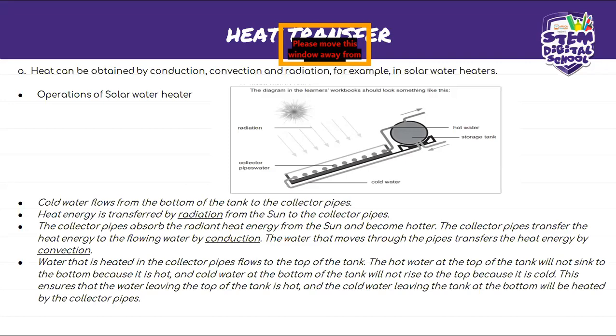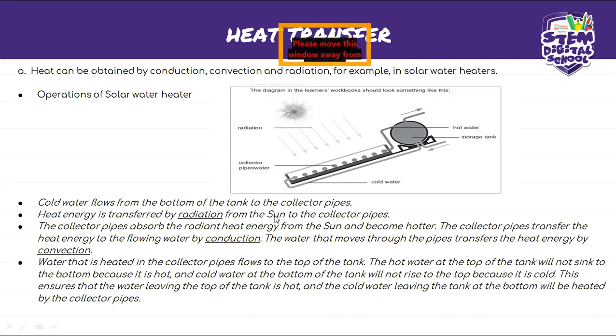Cold water flows from the bottom of the tank to the collector pipe. So look at it. Cold water, you see the bottom pipe, it's labeled cold water. Heat energy is transferred by radiation from the sun to the collector pipes. So you see the heat radiation. You see them here. So the collector pipes will collect the heat radiation from the sun.